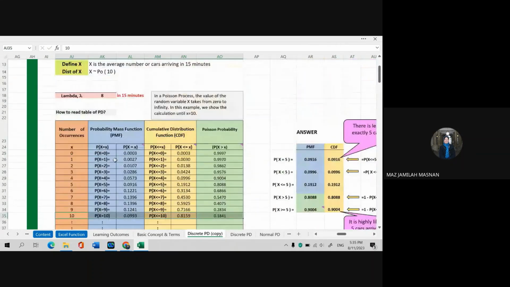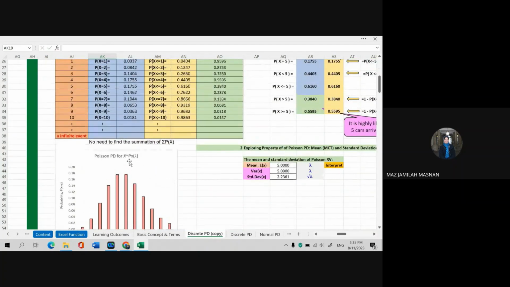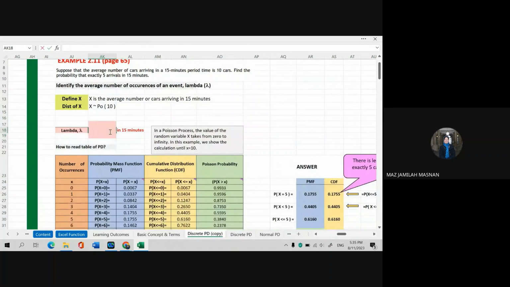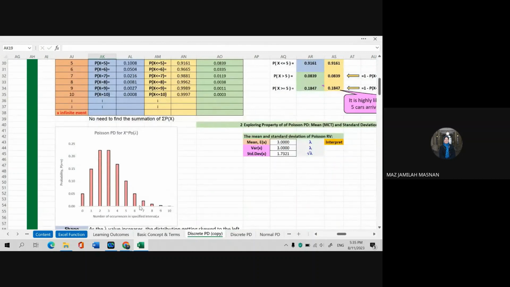Okay, so if I go further and change the value of the lambda, for example, I change it to 5, what happens to the distribution? So it becomes a bit symmetric. And if I change it to an even smaller value, you will get skewed to the right. So what can you conclude from these charts? As you increase the lambda, it will be left skewed. As you decrease the lambda, it will be right skewed. And at a certain point, your chart will become symmetric.